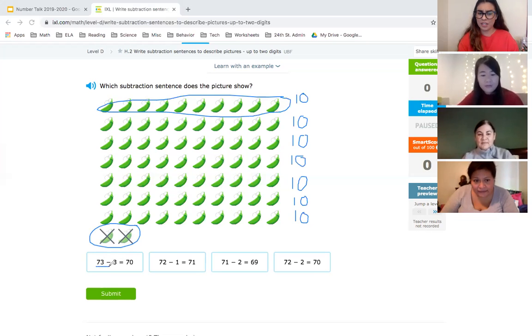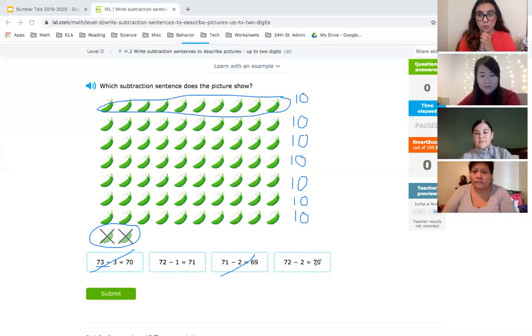So looking at these number sentences already, I can see 73 minus 3. We don't have 73, so I don't think this would be a correct number sentence to match. 72. Oh, this one has 72, so that could be a possibility. 71. There's not 71 snap peas in this picture, so that one wouldn't be a possibility. So we have 2 possibilities. 72 minus 1 equals 71, or 72 minus 2 equals 70.